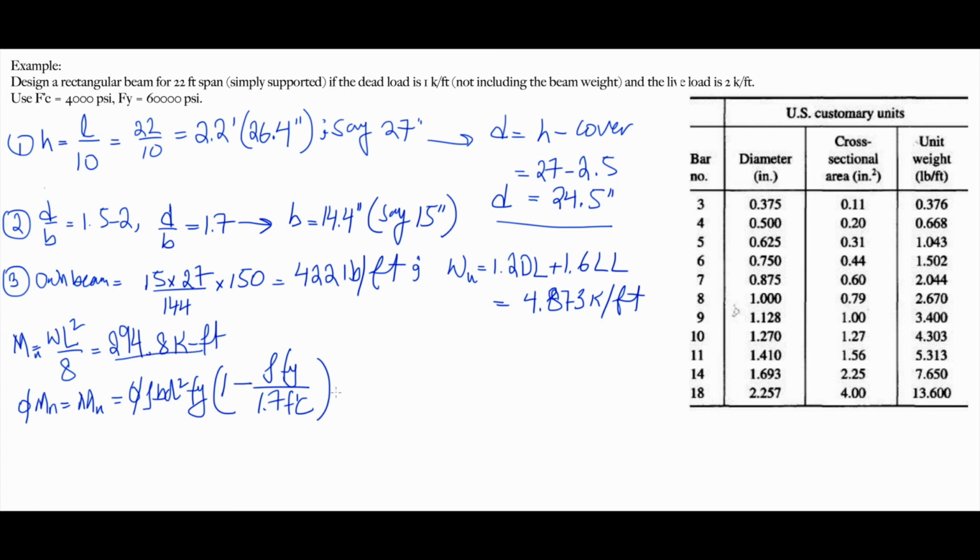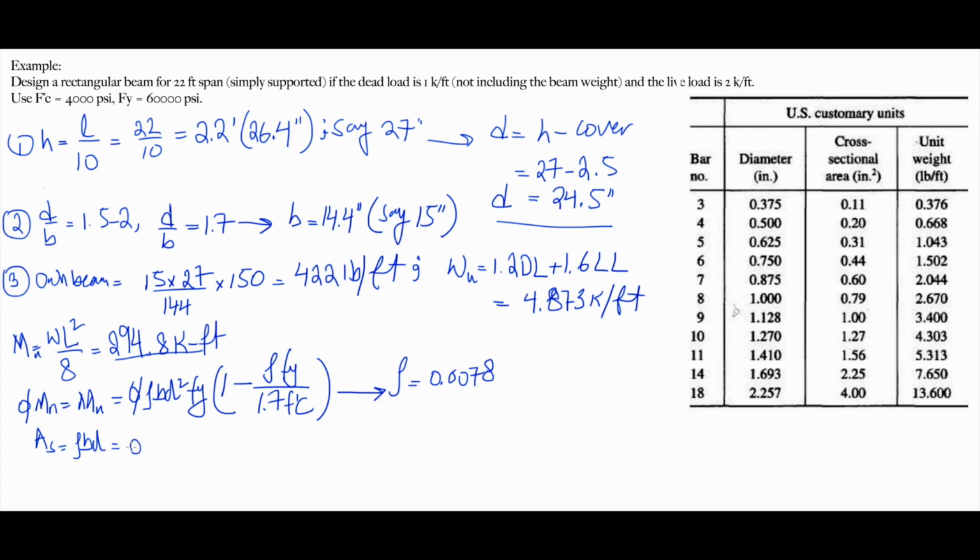We have b d squared, we have Fy, we have Fc prime, we have the load, which is this one. So doing the math, I computed rho to be 0.0078. That's the percentage of steel. Now from the percentage of steel, I can get As, isn't it? So As, area of steel, is rho b d, right? That's the equation.